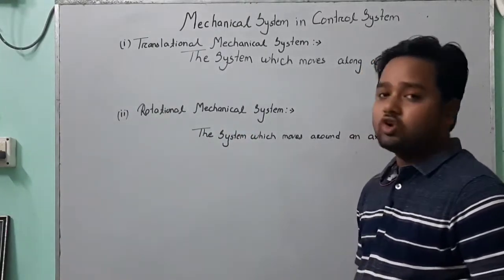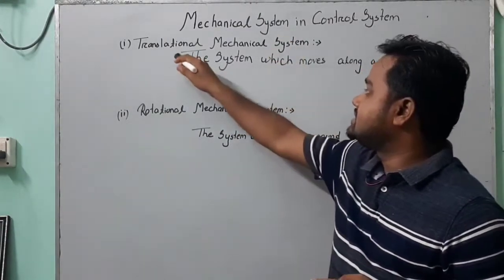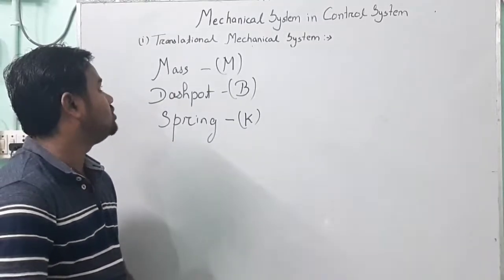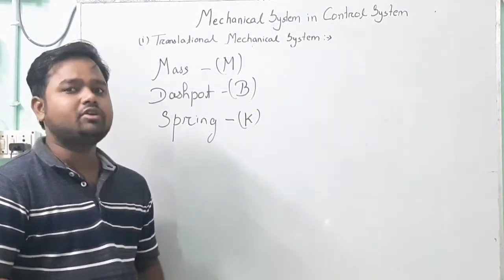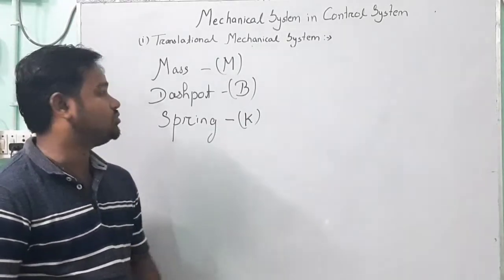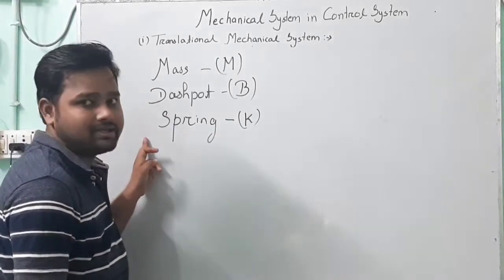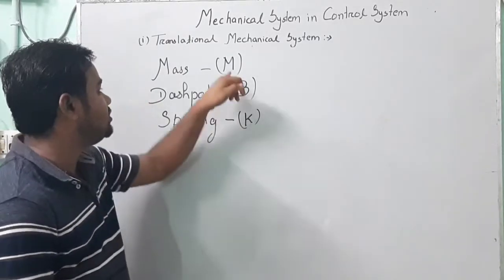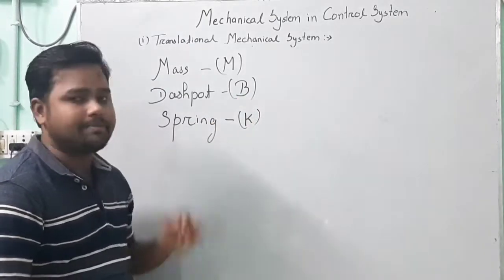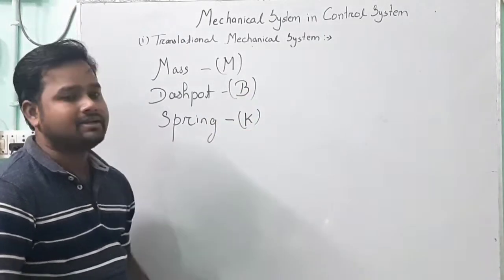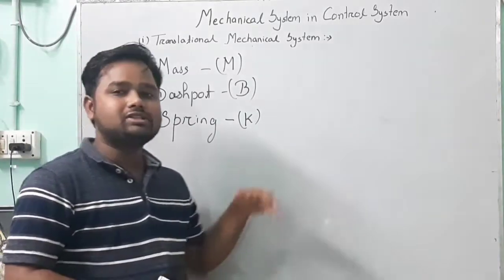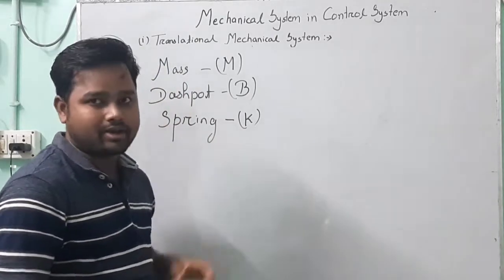Okay, in this class we will study two types of mechanical system, translational and rotational. First we will study the translational mechanical system. Before going to it, we have to know three things: mass, dashpot and spring. Mass is denoted by capital M, dashpot by capital D and spring by capital K. These three parts can be expressed as three constants in force. I will teach you one by one.